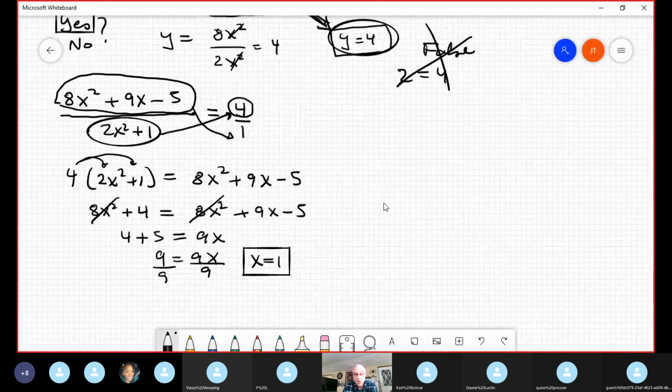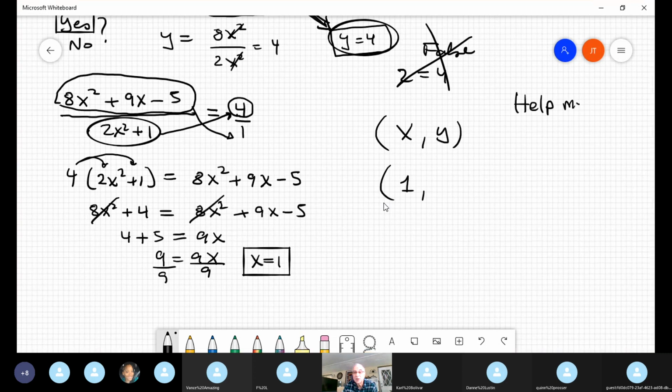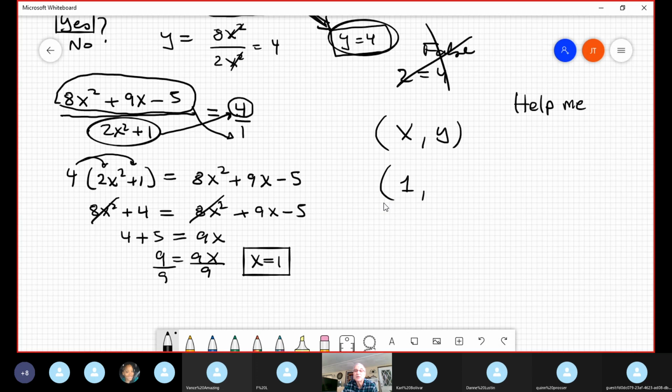Okay? However, I want to express it like an ordered pair, x comma y. Yeah, I discovered that x is 1. And what is the y value, guys? Help me. What should I do for finding the y value of the famous point? What is the y value? Plug it in? Or no? Or directly, I can infer.